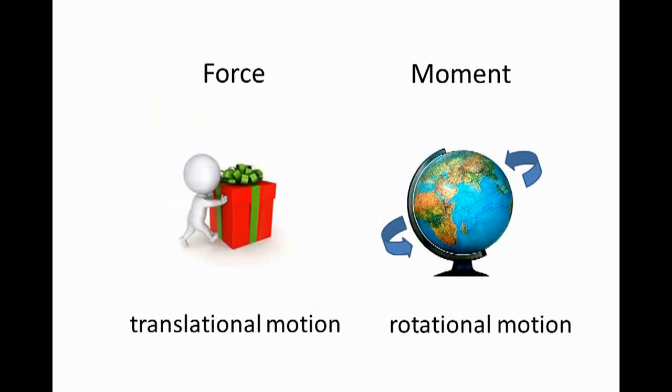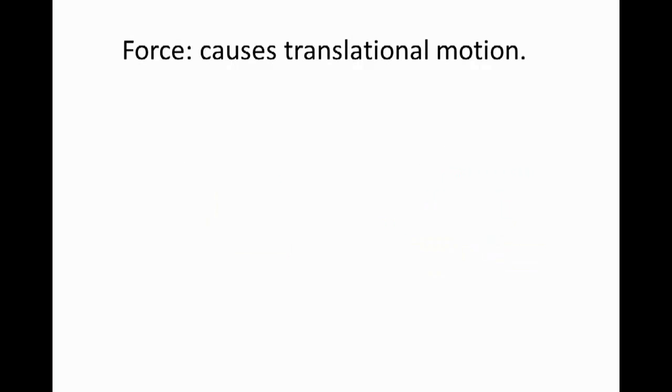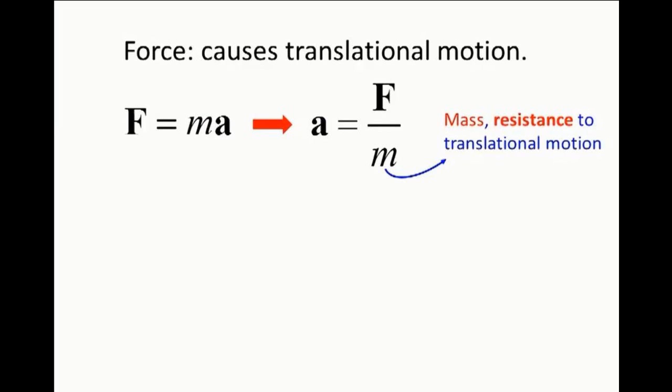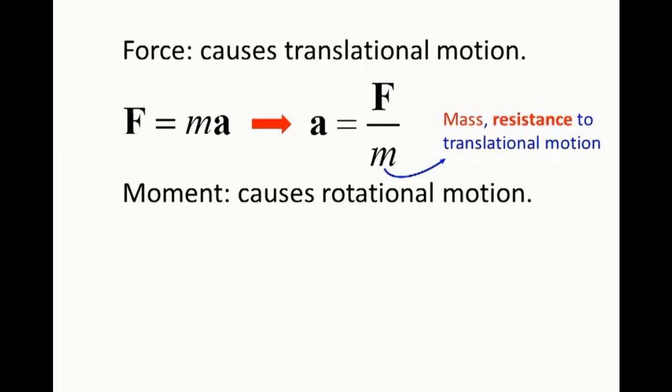We know that forces cause translational motion, while moment causes rotational motion. According to Newton's second law, the force equals mass times acceleration a. Or it could be written this way, that the acceleration a equals the force divided by the mass m. As you can see here, mass is the resistance to translational motion, and that's why sometimes mass is also called the inertial mass.